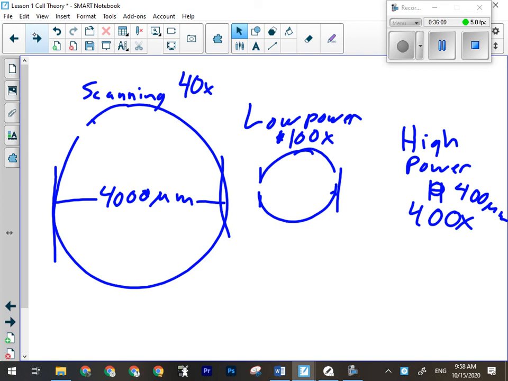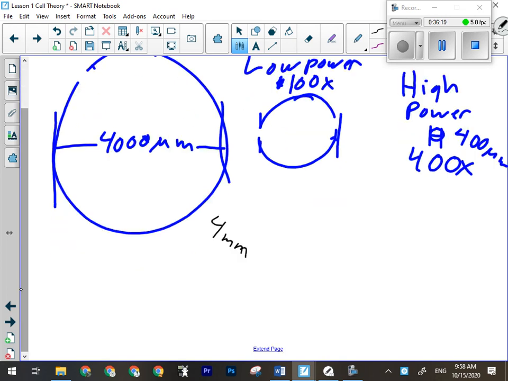The field of view is 4,000 micrometers. That's actually 4 millimeters, but it's 4,000, and then it's mu. That's this character here, the Greek letter mu. Micrometers. You can just use a U for that. That's generally what we do. Just use a U for mu.